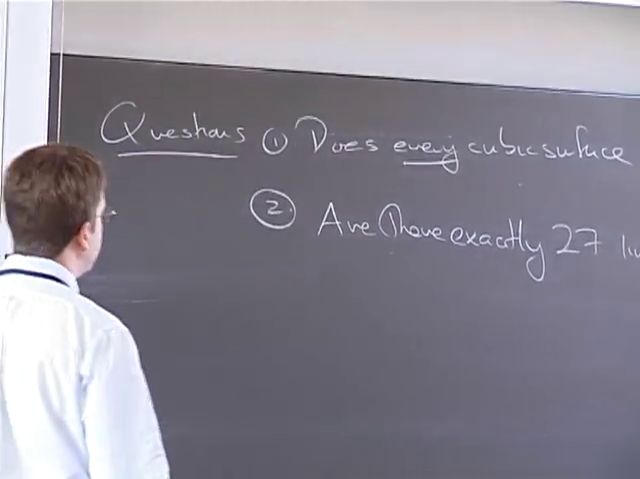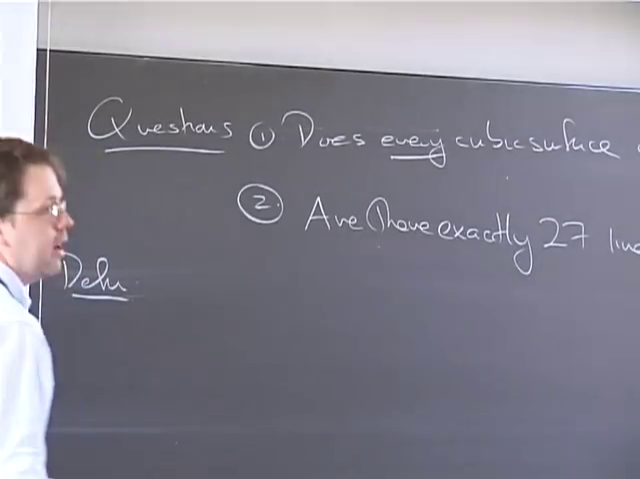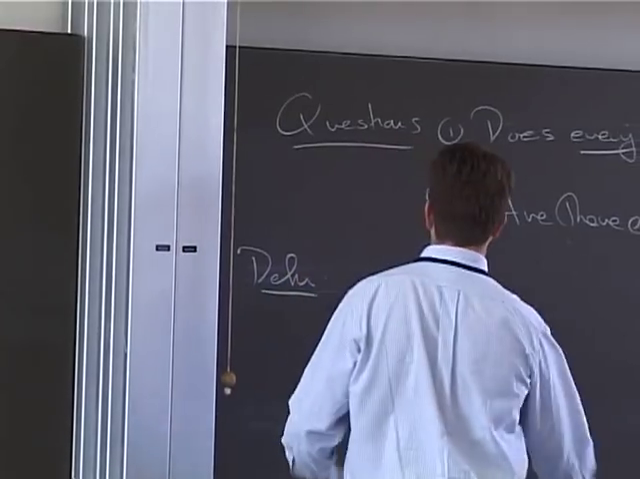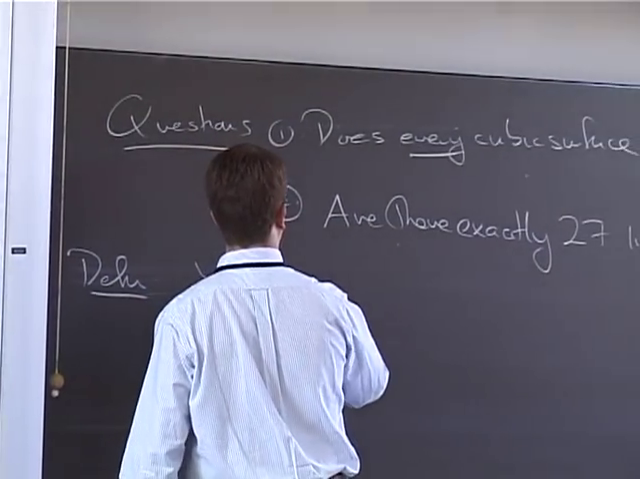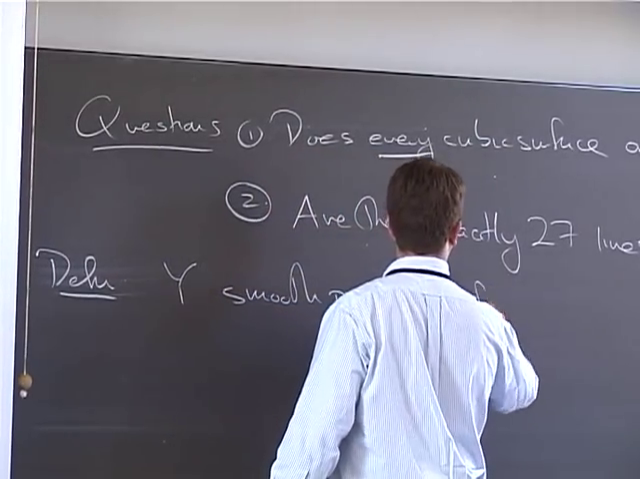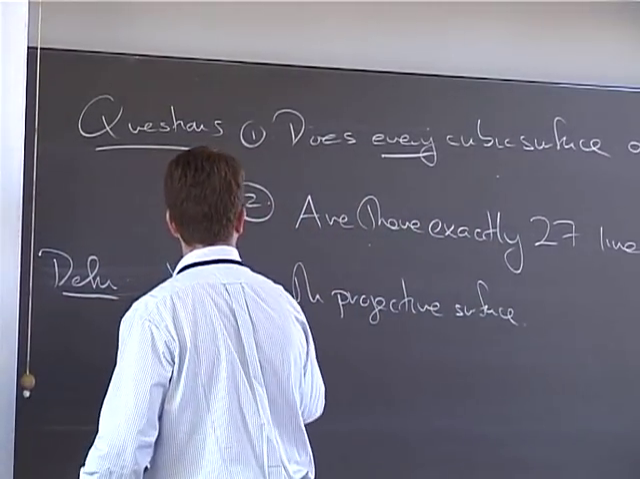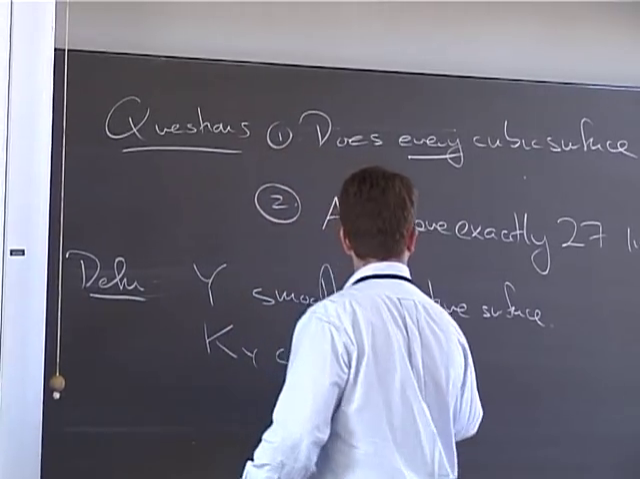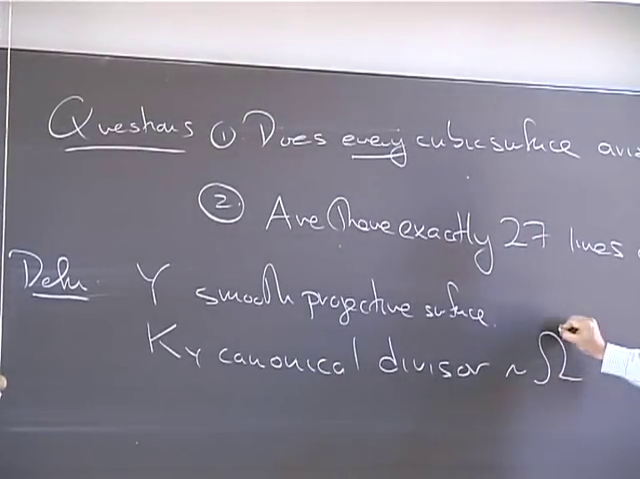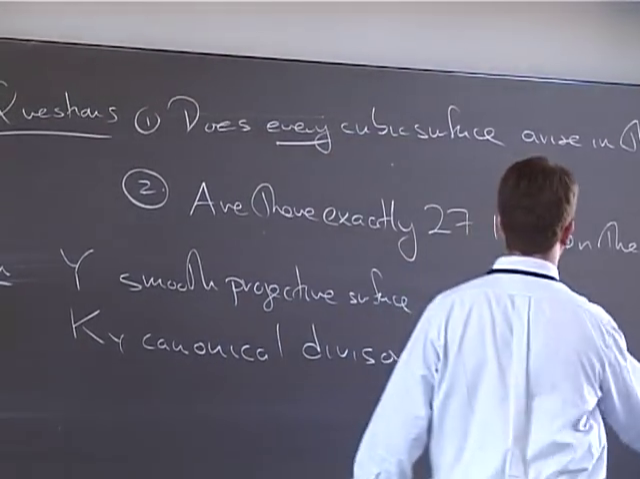So let me address this. Well, before I address it, let me make a definition. And this will give me a chance to introduce some more notation. So let's let Y be an arbitrary smooth projective surface. And let's let K of Y be the canonical divisor. So this is associated to the locally free sheaf, the top exterior power of the differentials.